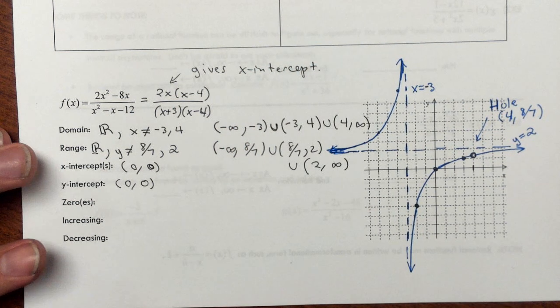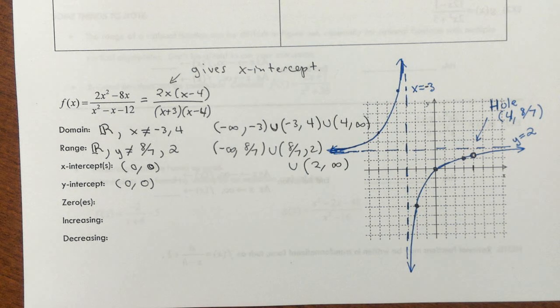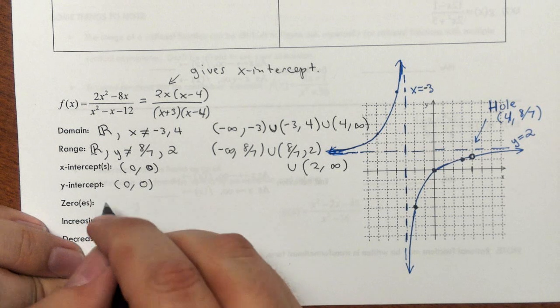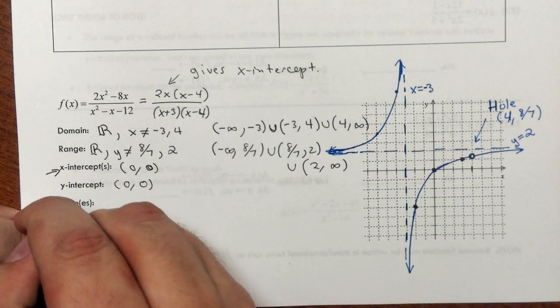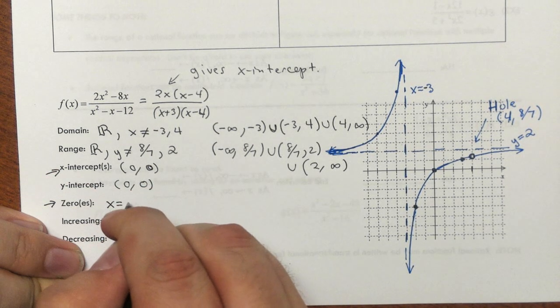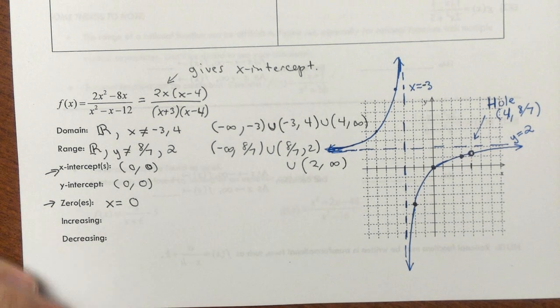And if I wanted to find a y-intercept, of course, you can always find a y-intercept by substituting 0 for x. My zeros, well, zeros and x-intercepts we know are the same thing. This means that x equals 0.